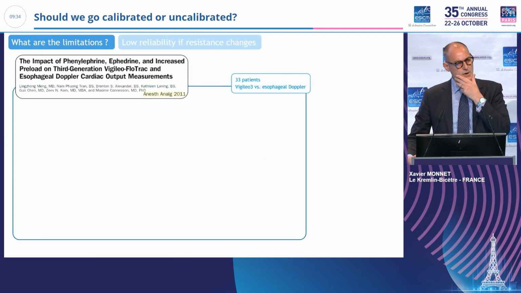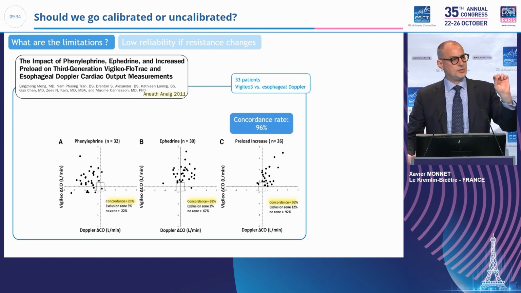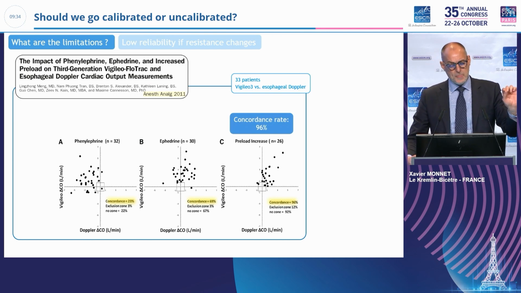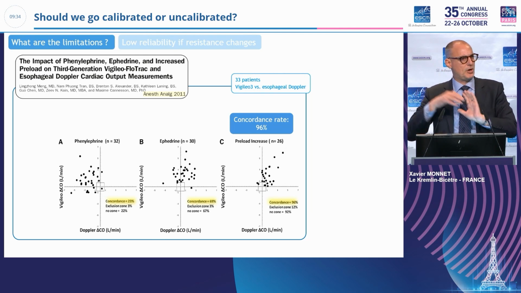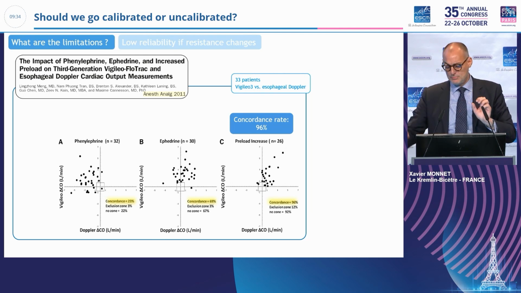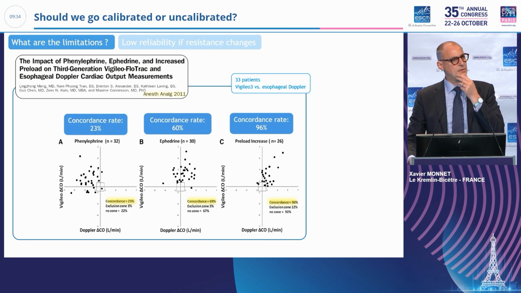This study of Maxime Canesson compared an uncalibrated device versus esophageal Doppler. The concordance rate, the proportion of cases where both devices showed changes in the same direction, was good when they manipulated preload, worse when they infused ephedrine or phenylephrine.